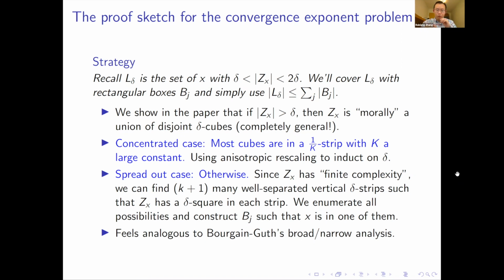And we now divide ourselves into two cases. And the first case is the concentrated case, where we've shown that the stationary set is a union of delta cubes. And the concentrated case just means most of them are in a narrow strip. It's in a narrow vertical strip. Actually, we can put it that way.